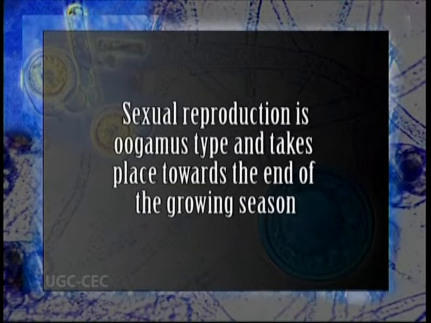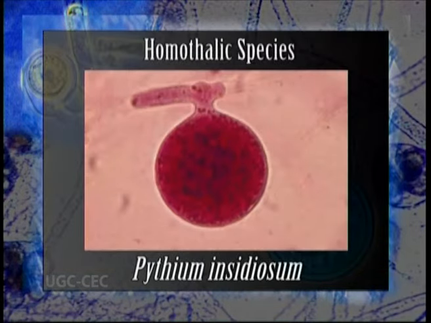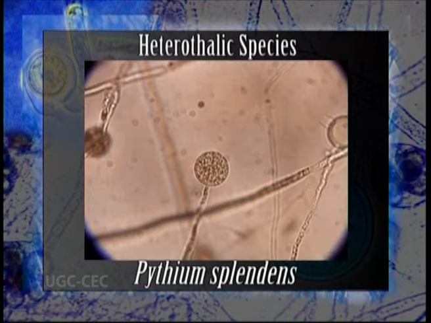Now, sexual reproduction. Sexual reproduction is of oogamous type and takes place towards the end of the growing season when the food is almost exhausted and moisture is the least. Most of the species are homothallic, while some of the species are heterothallic.